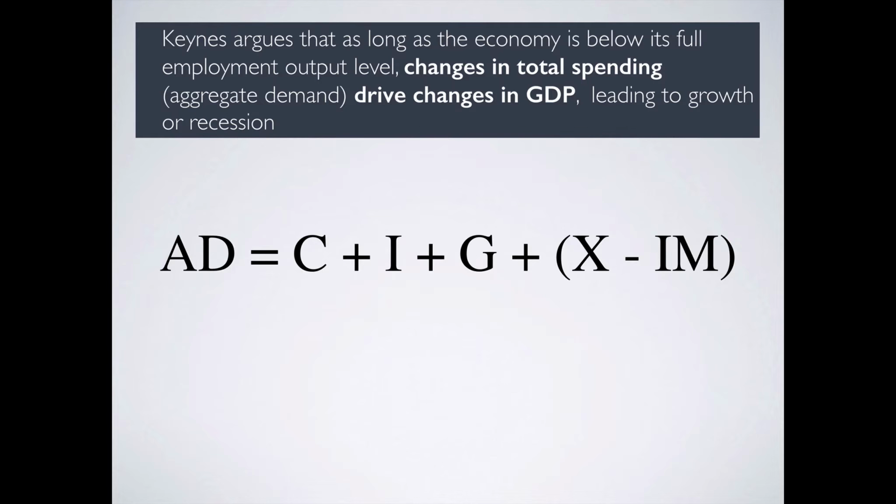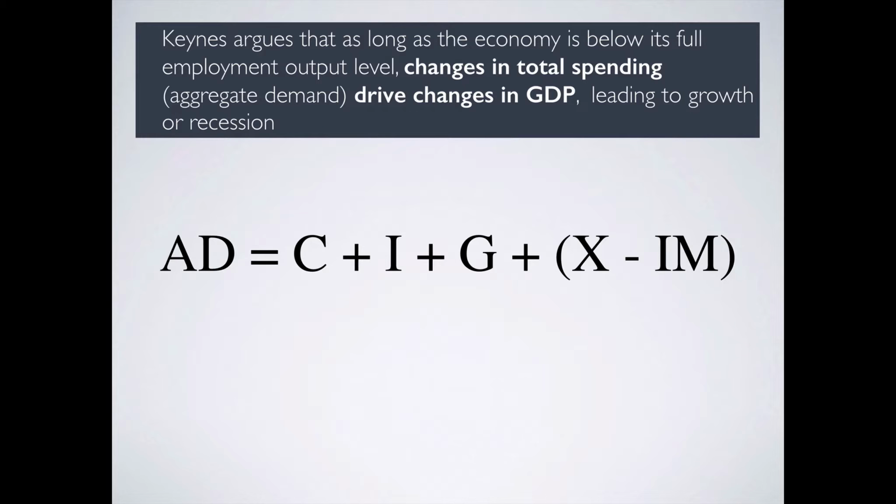So the argument here, what Keynes argues, is that as long as the economy is below its full employment output level, changes in total spending, that is aggregate demand, drive changes in GDP, which lead to growth or recession. And obviously, our concern during a recession, like the Great Depression of the 1930s, is growth, getting growth going again.